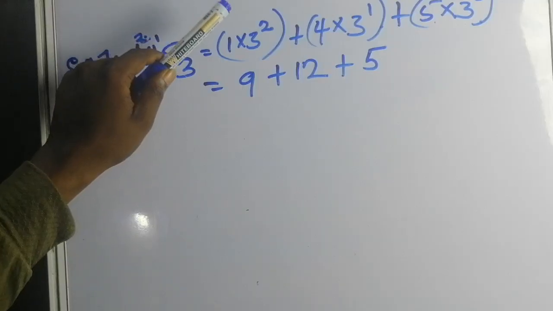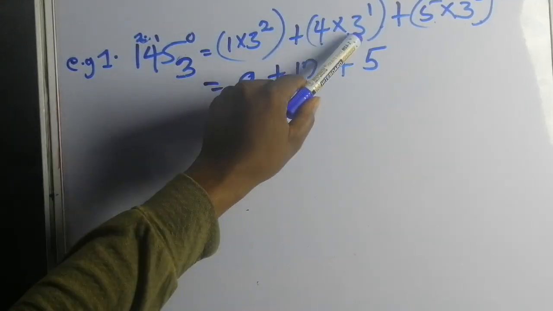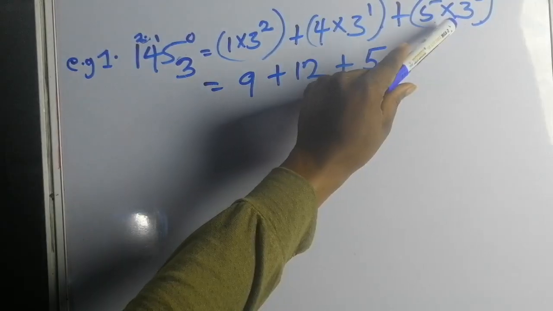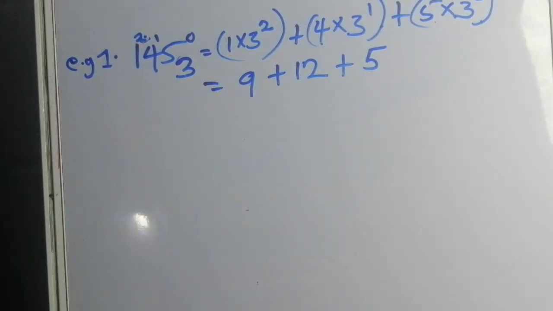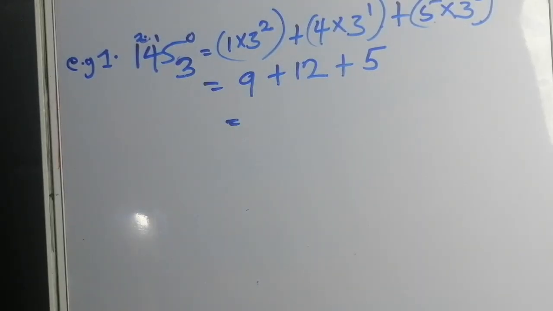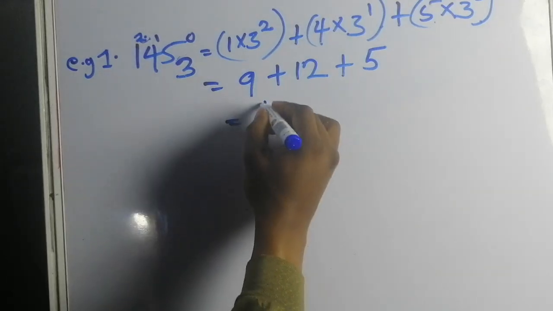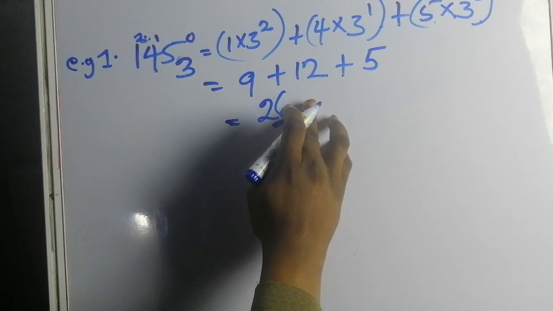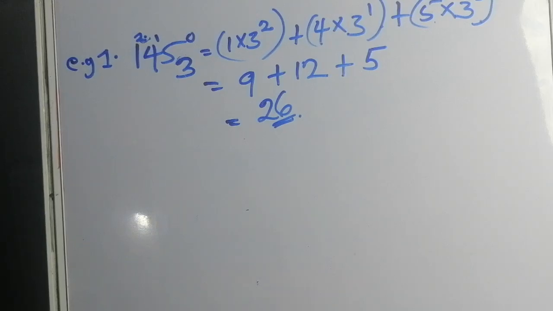3 times 3, 9. 9 times 1 is 9. 4 times 3 is 12. Anything raised to power 0 is what? 1. 5 times 1 is what? 5. So at the end of the day, you'll now be having 21 plus 5, that's what? 26. So that is 26. It means you've been able to convert it to the power of their number basis. That's 26, so 26 is now in base 10.